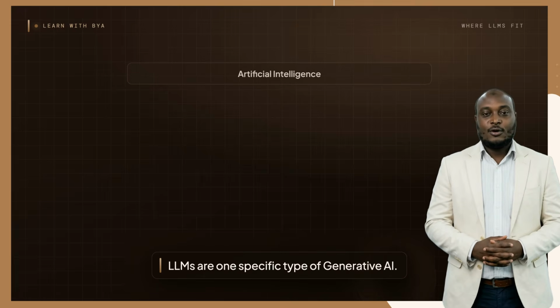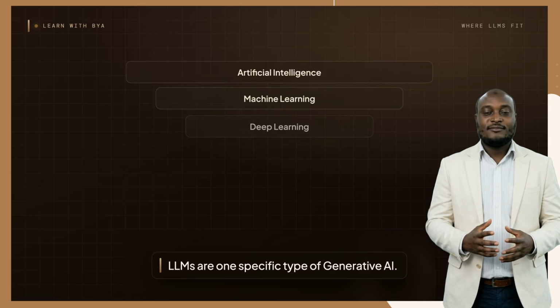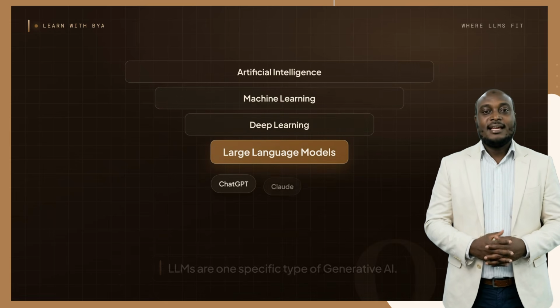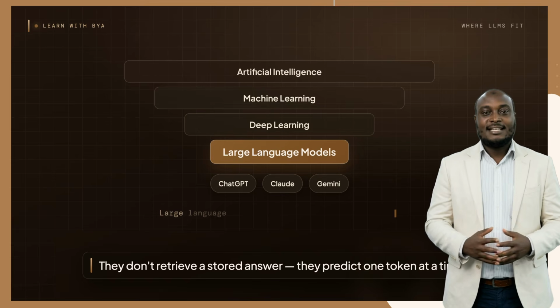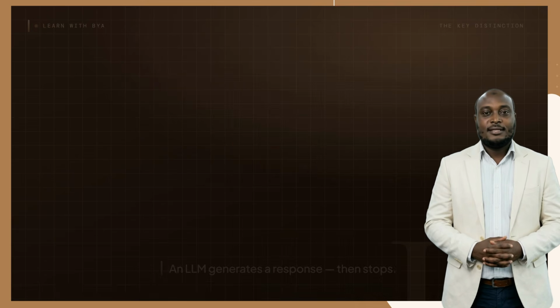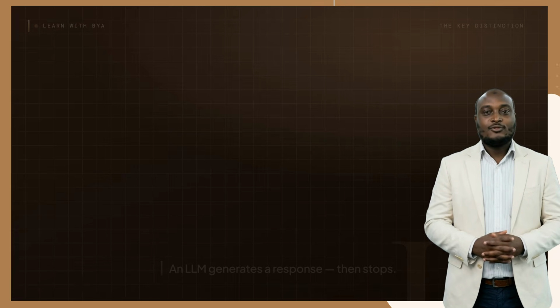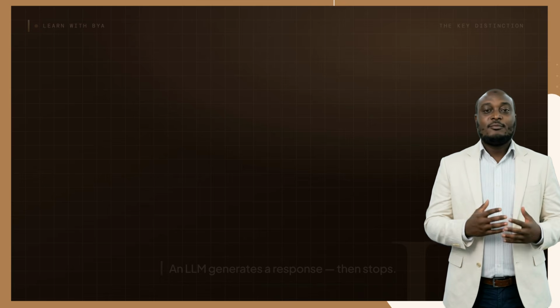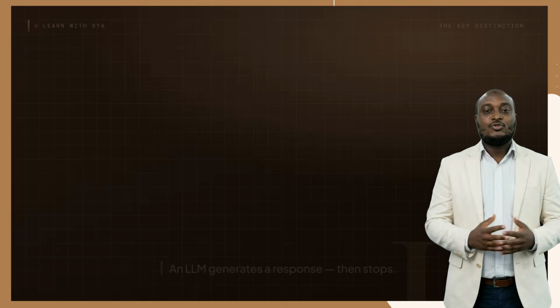Large language models, often called LLMs, are one specific type of generative AI. They specialize in understanding and generating human language. When you ask ChatGPT a question, it doesn't search for a stored answer. Instead, it predicts one token at a time until it generates a complete response. We'll explore this process in detail in Module 2.